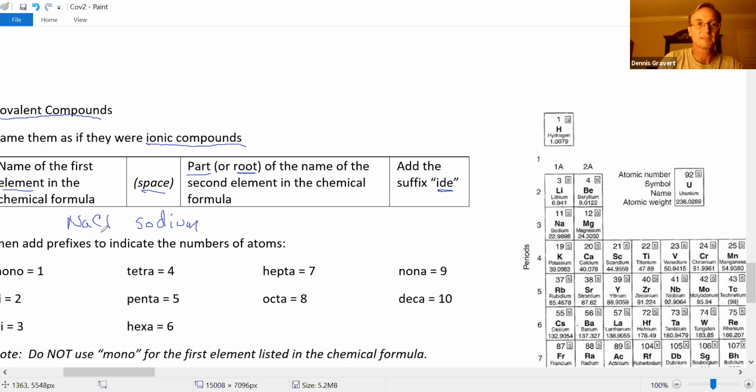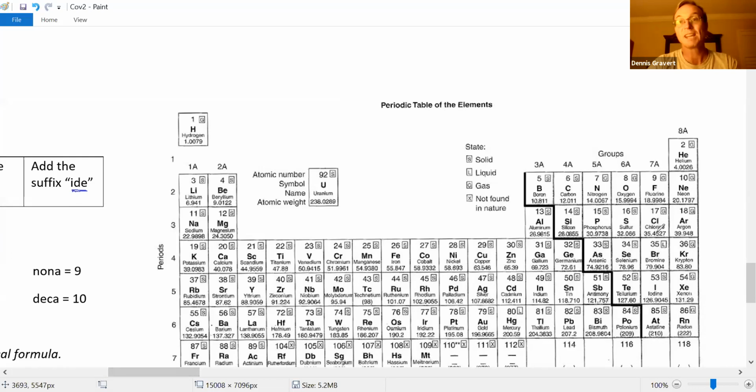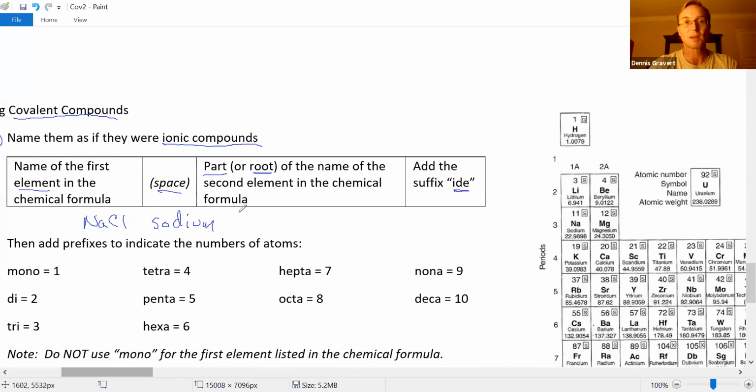Put in a space. Go grab the element name of the Cl. So what's the name of Cl? It's chlorine. You don't want the whole chlorine. You just grab the root, which is chlor. I chopped off the ene, and now I add ide. So you guys see that before. Sodium chloride. Done.